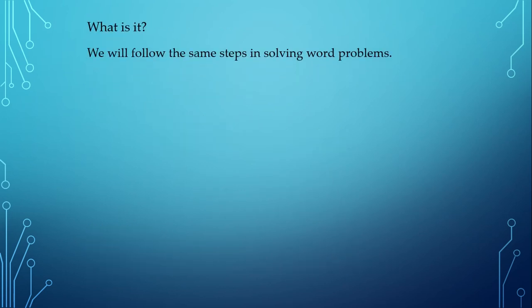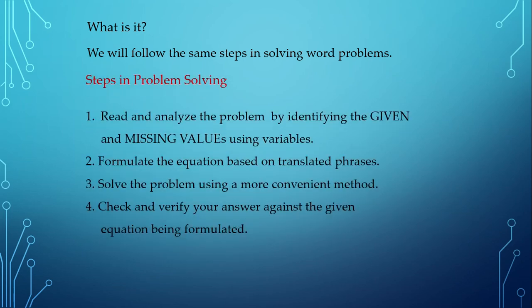So, what is it? We'll follow the same steps in solving word problems. First, identifying what is given, what is asked, then formulating the equation, then solving the equation. Fourth step, verifying the solution that you have created. We'll need to read and analyze the problem by identifying the given and missing values. Formulate the equation based on translated phrases. Solve the problem using a more convenient method. Then check and verify your answer against the given equation being formulated.